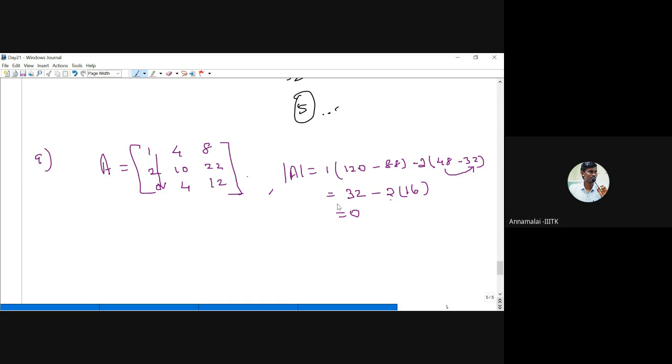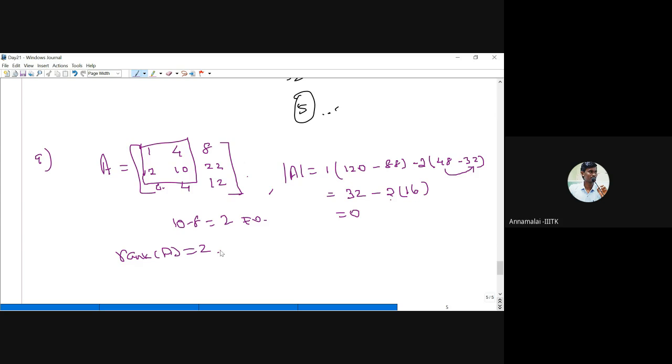So the rank is 2. Rank is 2 means what? You have to find at least one 2 by 2 submatrix whose determinant is non-zero. Now if we take any 2 by 2 submatrix, suppose I take this one, what is the determinant? 10 minus 8, we get 2. It is a non-zero number. Therefore, there is at least one 2 by 2 submatrix whose determinant is non-zero. Therefore, the rank is 2. Therefore, the rank of the matrix is 2.